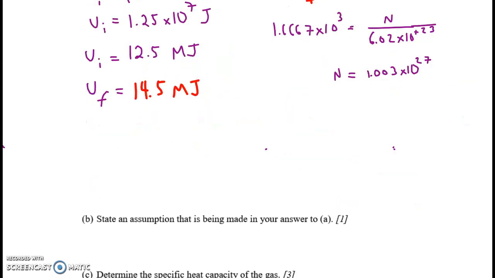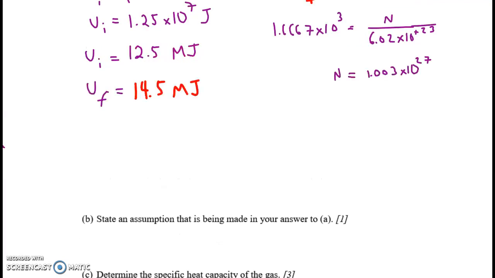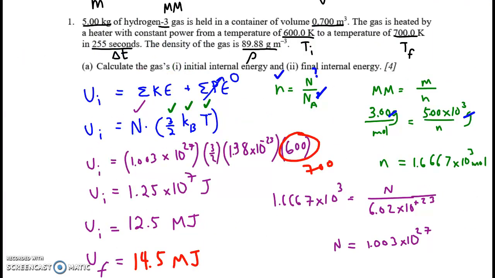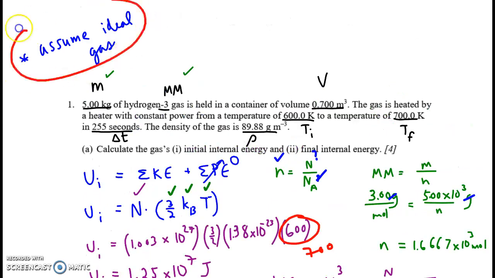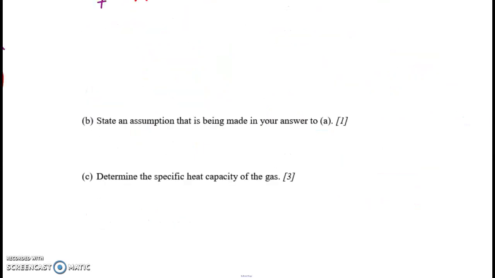Okay. Part B. State an assumption that's being made. Oh, look at this. We already wrote it down, didn't we? We're assuming that we're working with an ideal gas. So that is our assumption. We were not told it's an ideal gas. We have to assume it to do anything with this question. We're assuming the hydrogen gas acts as an ideal gas.